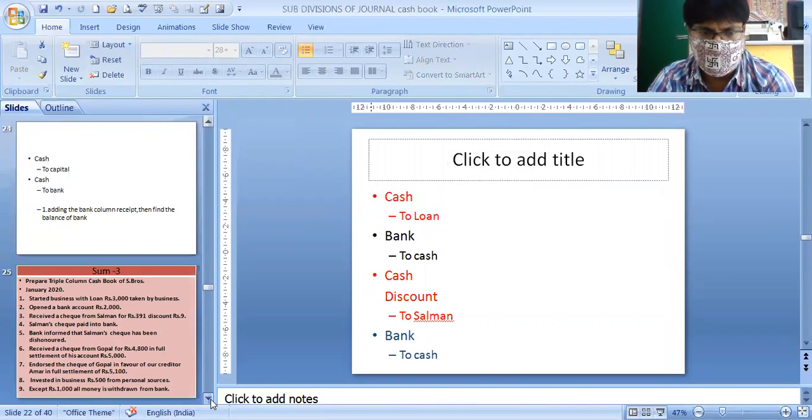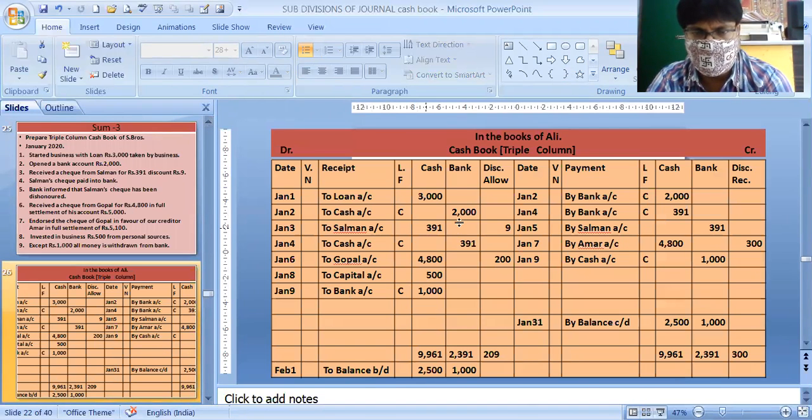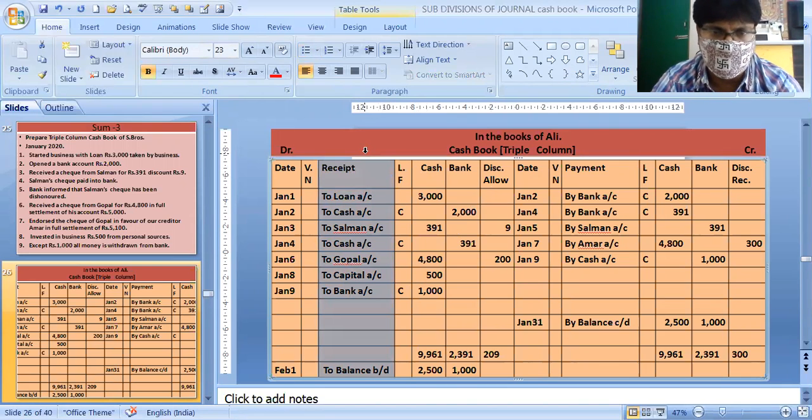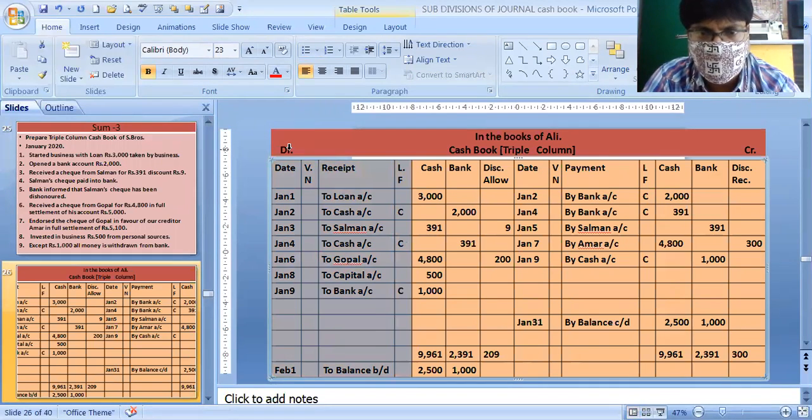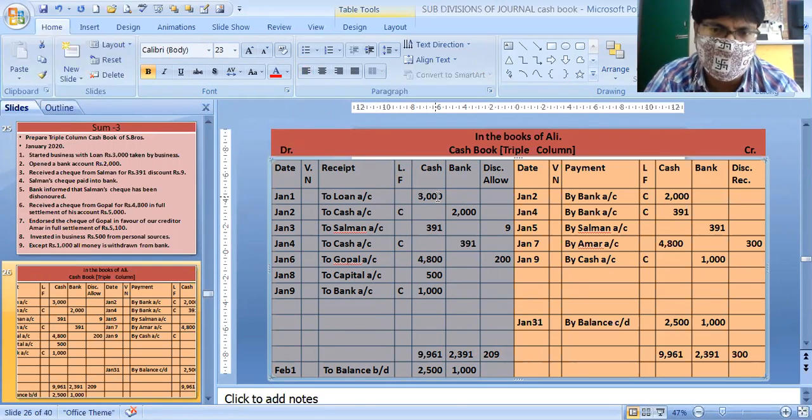In cash book, which is a replica of our ledger, if you will do posting, it will be to loan account. As we can see, it is to loan account, and we are writing the amount in the cash column. Next is, if you understand this way, that left hand side is our receipt side. We have received money in the business, 3,000, because of started business with loan taken in the name of the business.